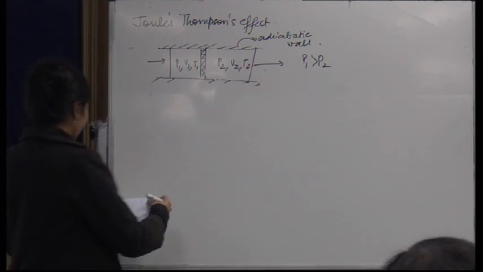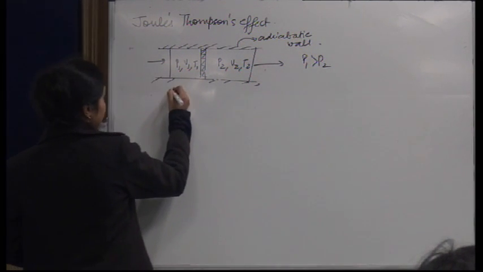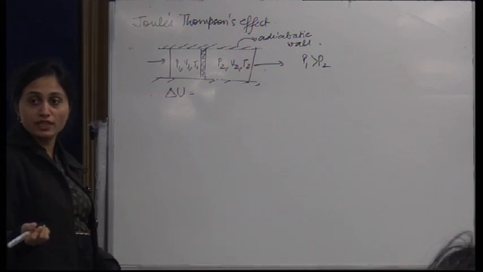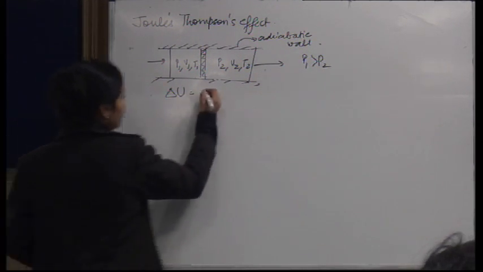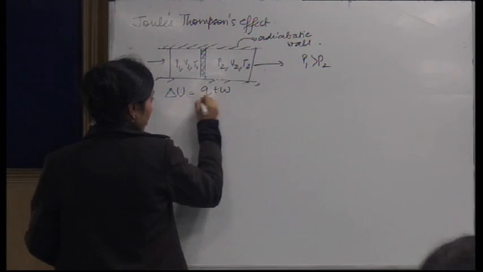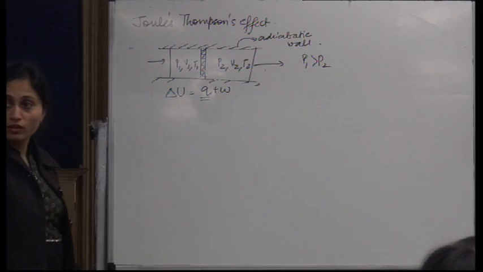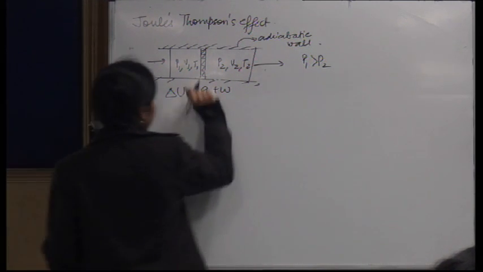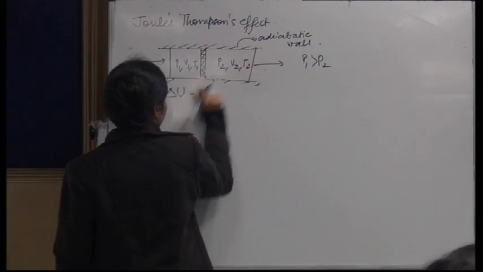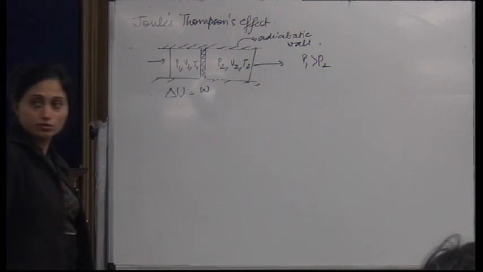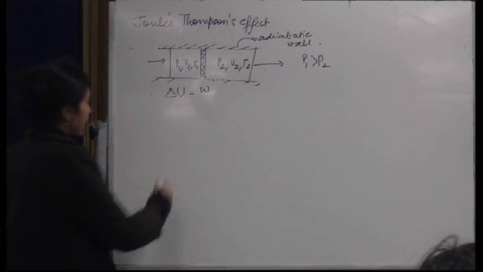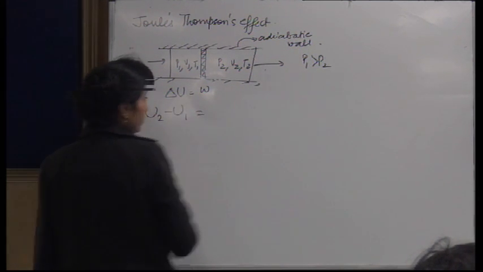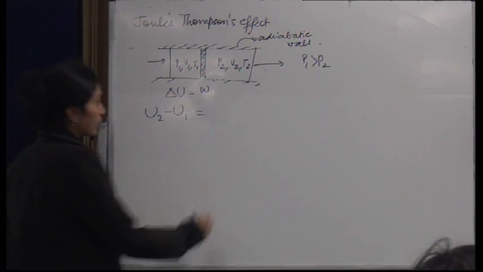Now what is your first law? Delta U is equal to Q plus W, that is dU is equal to dq plus dw. In this case Q will be 0, so I can straight away put delta U equal to W. What is my delta U? It is U2 minus U1. What is your W?